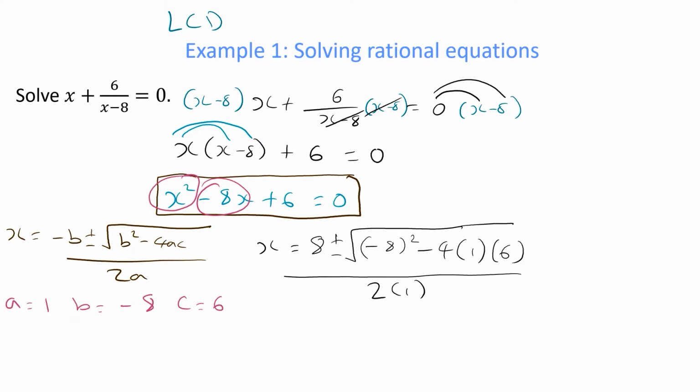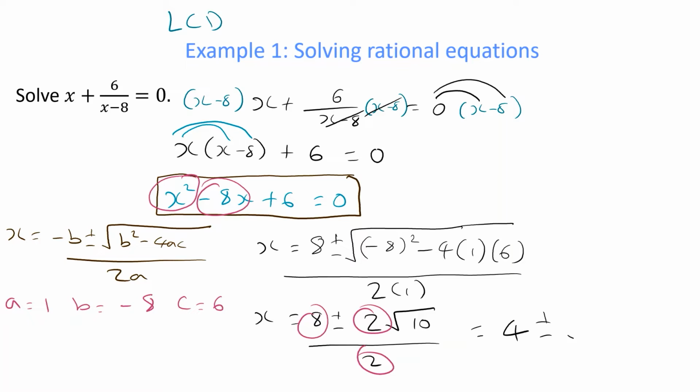Now we will continue to simplify this. So we've got x = 8 ± . If we simplify the root, we will have 2√10 over 2. We can further simplify that, and we will have our answer as 4 ± √10. This is our final solution to this equation. We can work it out by doing 4 + √10 on a calculator, and we can also do 4 - √10 on a calculator.